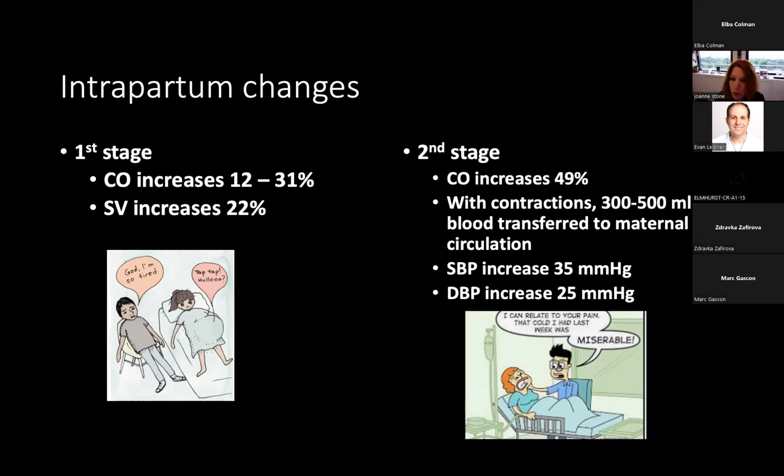The transfusion of blood from the uterus at 300 to 500 during contractions is usually well tolerated if the mom has a good heart, but if the patient has underlying cardiac disease, it can be problematic.